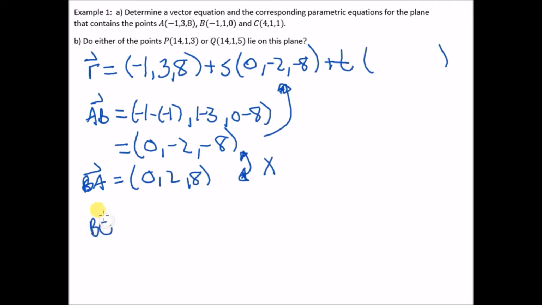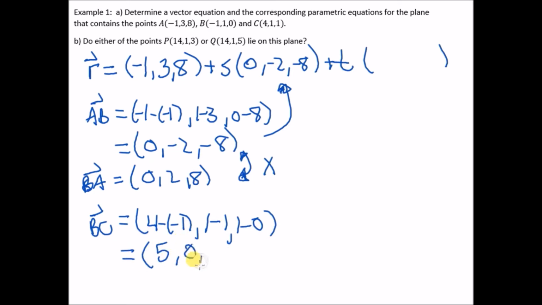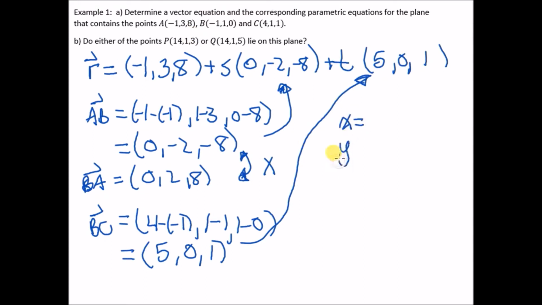So let's go BC. Let's go 4 minus -1, comma, 1 minus 1, 1 minus 0. So we get 5, 0, 1. And that's going to be our second direction vector, and that's it, 5, 0, 1. So here's the vector equation of the plane that contains these 3 points. And now all we have to do is simply break it down into the x, y, and z components.